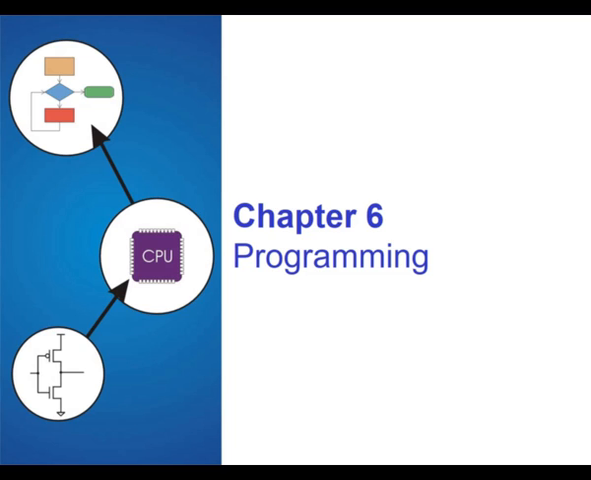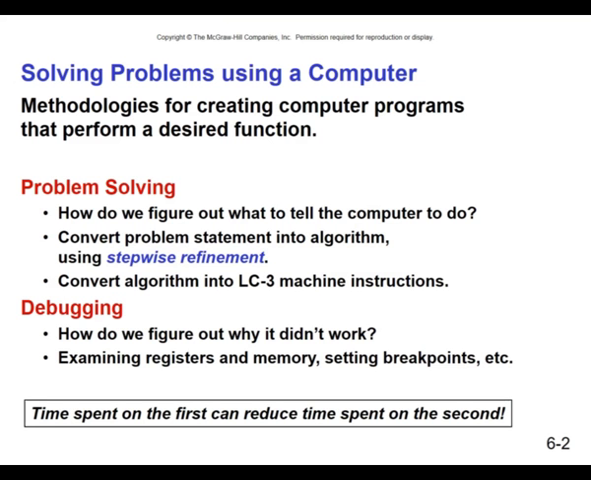We are going to be presenting chapter 6, programming. So, solving problems using a computer. Solving problems is methodologies for creating computer programs that perform a desired function that the user needs. So problem solving is actually how do we figure out what to tell the computer to do. So we need to convert the problem statement into an algorithm using stepwise refinement and convert the algorithm into LC3 machine instructions.